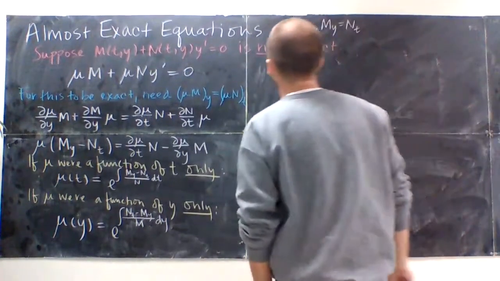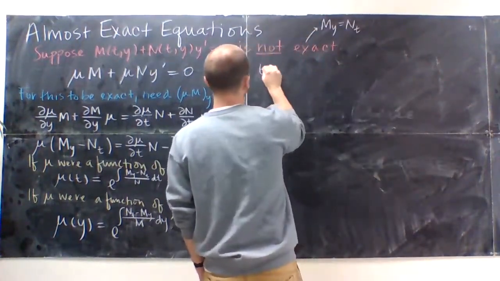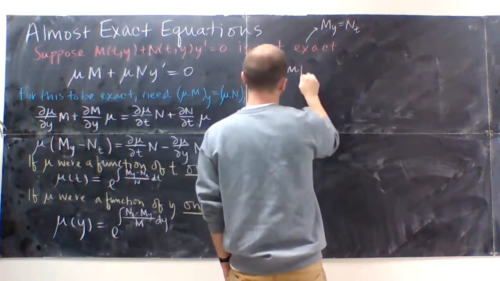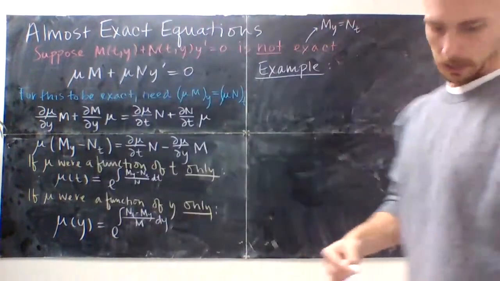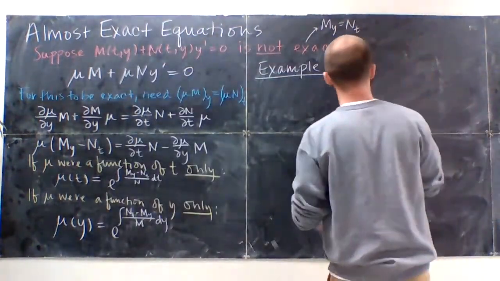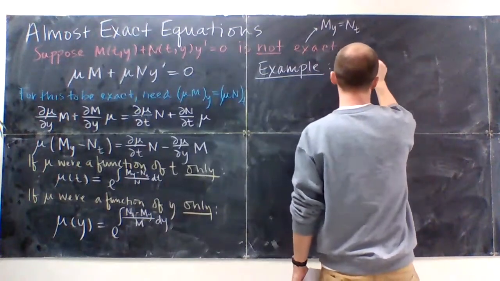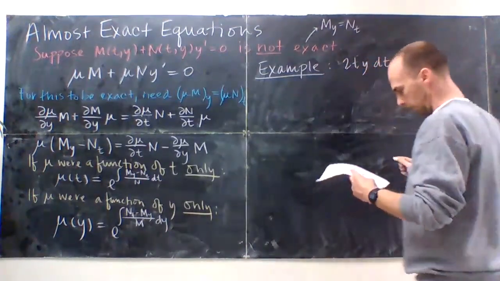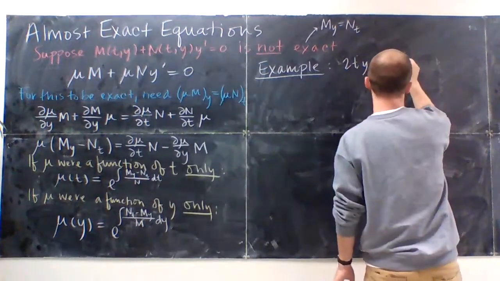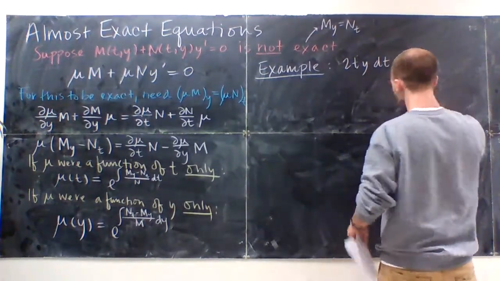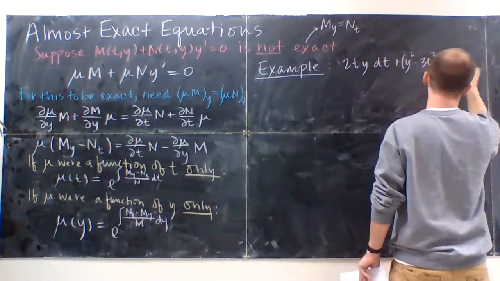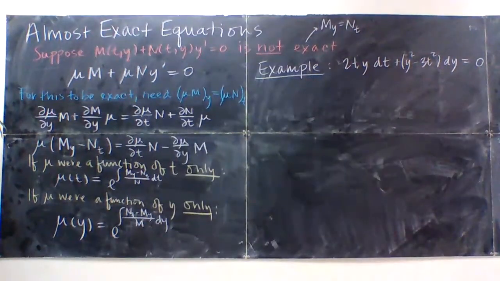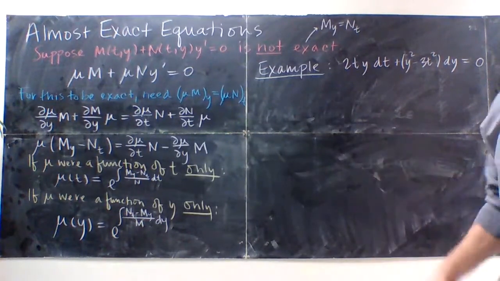All right. So, for example, let's see, what do I have here? 2ty dt plus y squared minus 3t squared dy equals 0. All right, so this one, you're going to have to divide everything by dt first.